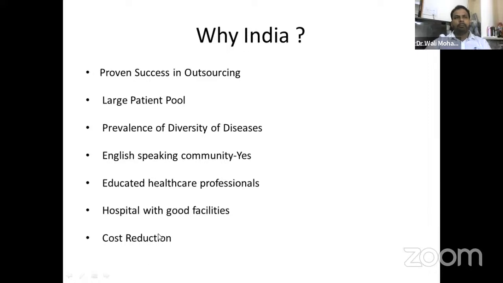And definitely, when compared to other countries, this is the main point I can say when sponsors are looking. Because they will be spending billions of money, cost reduction is much greater in India compared to all other countries. So they can complete their trial with a lesser amount when compared to other countries. This is why India is one of the famous countries to do clinical trials.